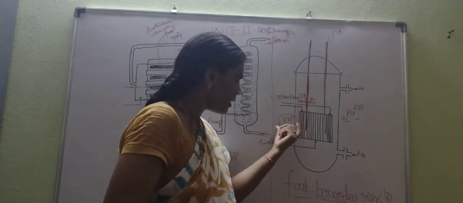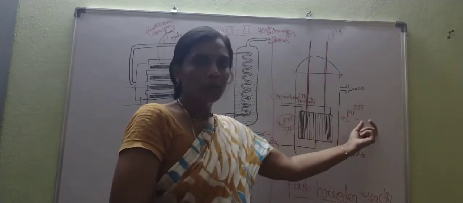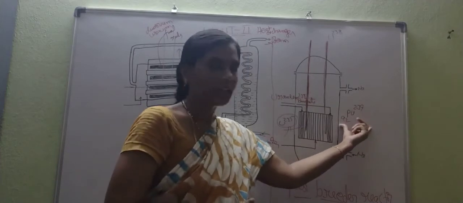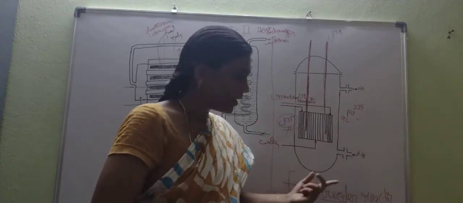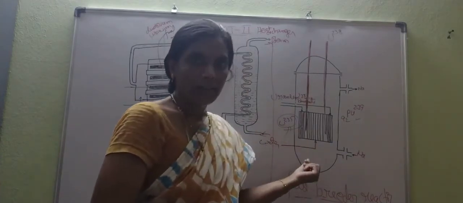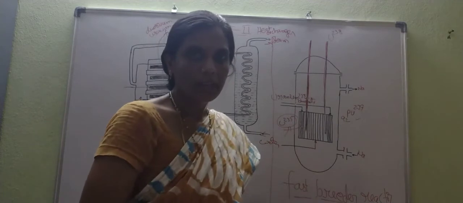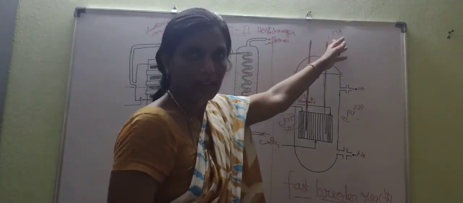So even if the uranium-238 is fully depleted, after that also we can continue the reaction with the support of plutonium-239. That's why it is called a fast breeder reactor. Here there is no moderator in this reactor. That is a very, very important point. Here the blankets are uranium-238.